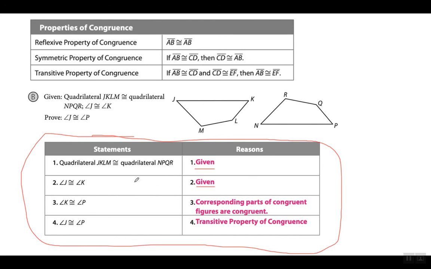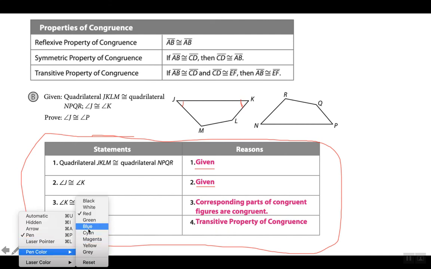Number 3, let's look at this, okay? So these two quadrilaterals are congruent, and they want us to prove that angle J is congruent to angle P. Okay, so first they put angle J is congruent to angle K because that's given. Angle J is congruent to angle K. Sometimes if we write on this, it makes it a little easier to visualize. Okay, now let me use a different color here real quick.